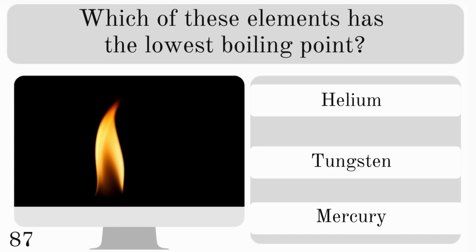Which of these elements has the lowest boiling point? Helium, tungsten, or mercury? And the lowest boiling point belongs to helium.